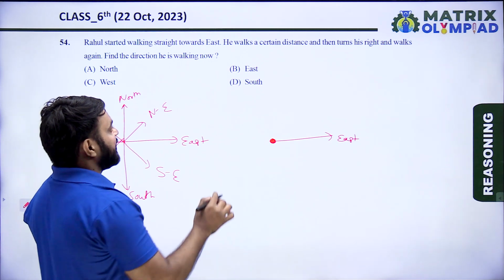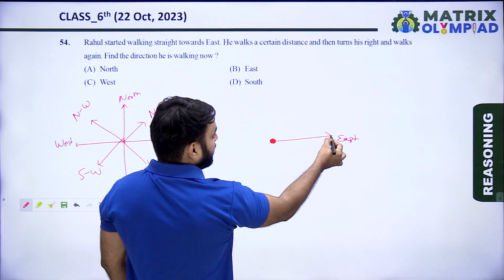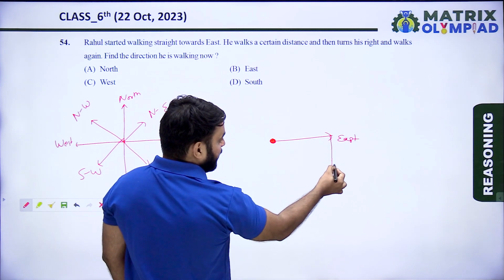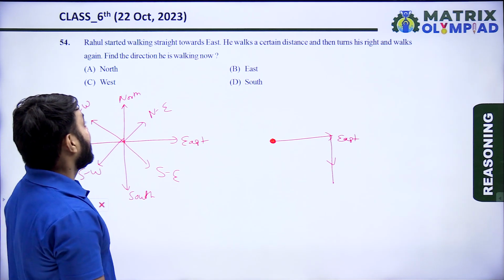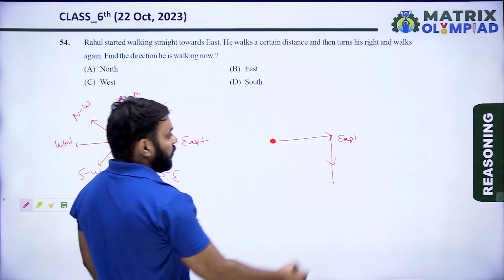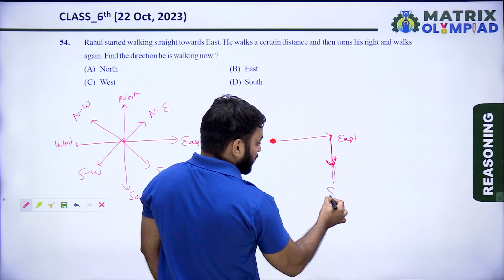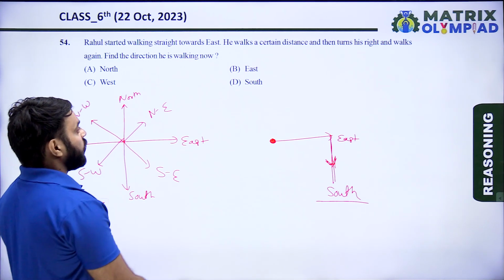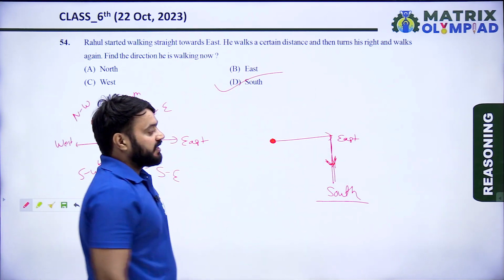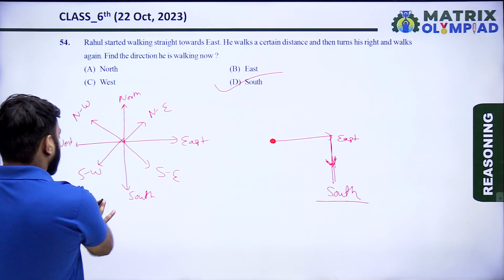He walks a certain distance, and then turns right and walks again. Find the direction. He is walking now. So, finally, walking direction of Rahul is south. So, here option D is the correct answer of this question. So, let's move on to the next question.